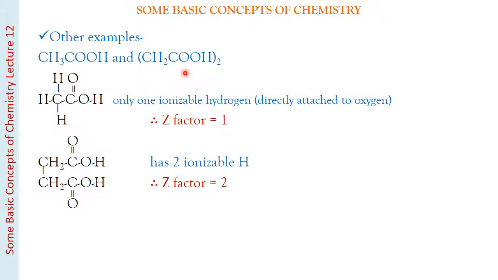And in the second question we have CH2COH, CH2COH, right? So here also we have 2 ionizable H ions which are attached to the oxygen. The other 2 plus 2, 4, are not ionizable. The Z factor here again would be 2.